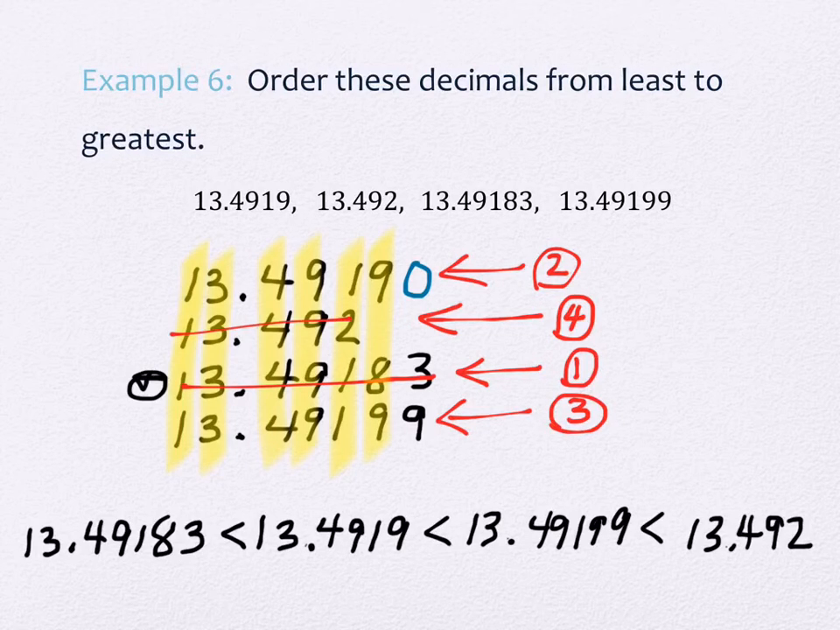And then the largest was 13.492. Again, you don't have to have the less than signs. You could put commas in between them. You do need to make sure you're going least to greatest and not greatest to least, so pay attention to the wording of the question.